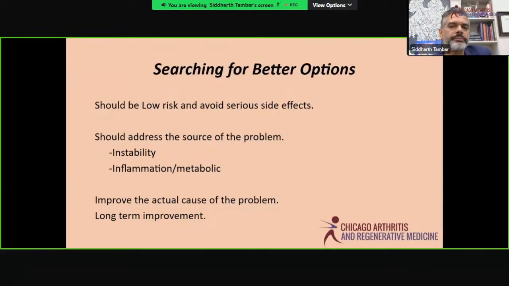Okay, great. So in searching for better options, we want options that are low risk and avoid serious side effects. They should address the actual source of the problem, which is instability. And they should also treat inflammation and metabolic issues, because that is what drives these kinds of joint problems. We want to improve the actual cause of the problem, and we want to give longer term improvement if possible.